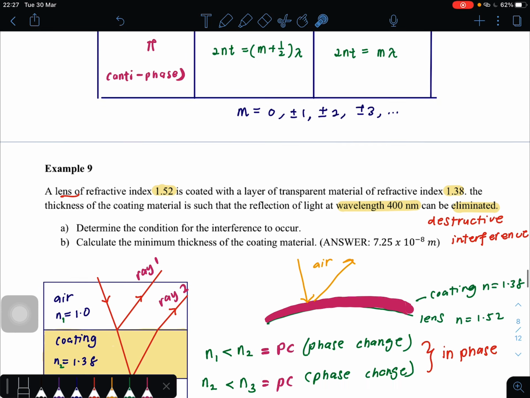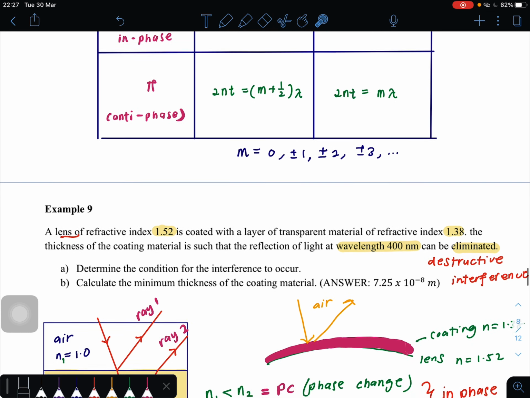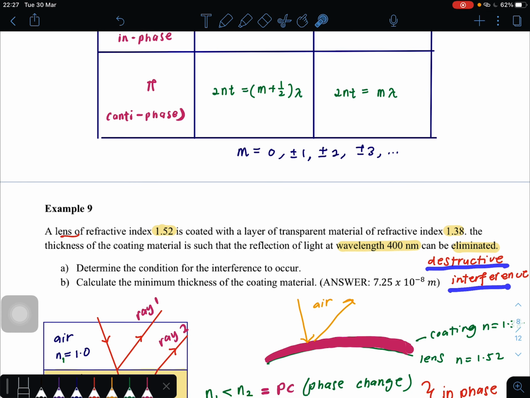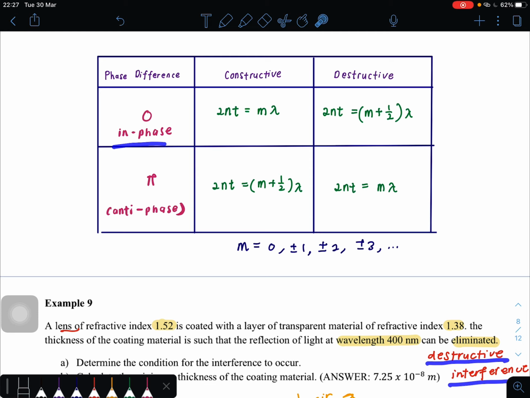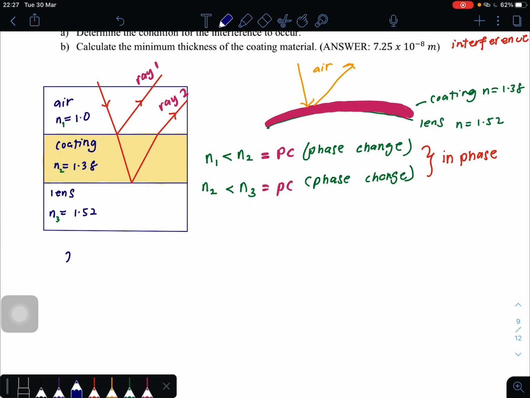So now, okay, look back at the table. We have in phase, right? So this is in phase, which means the phase difference is equal to zero. Because what we want is destructive interference. So in phase and then destructive, it means we will use this formula only. Okay, 2nt is equal to m plus 1 over 2 lambda. So this is the formula that we are going to use in this question.